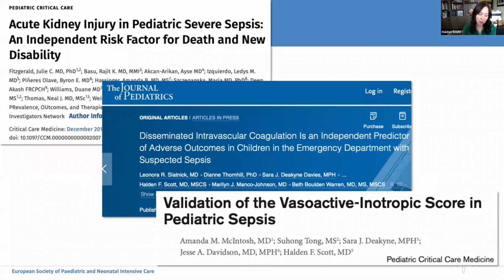These are some articles that build the case for why organ dysfunction matters in pediatric sepsis. Each of these studies focused on a specific organ system, kidney injury, DIC, and vasoactive inotrope score as a representation of shock, and showed that organ dysfunction in even just one system was associated with worse outcomes. And of course, there are specific management implications of, for example, AKI, which might cause you to dose antibiotics differently.